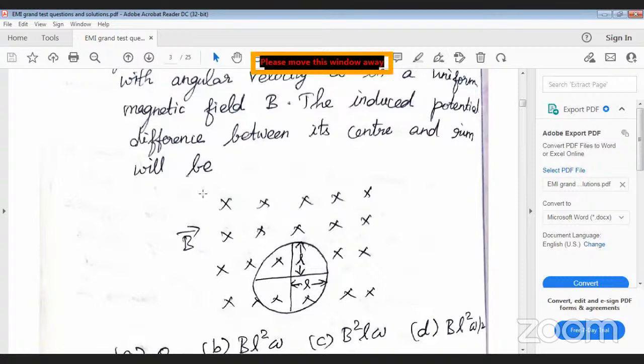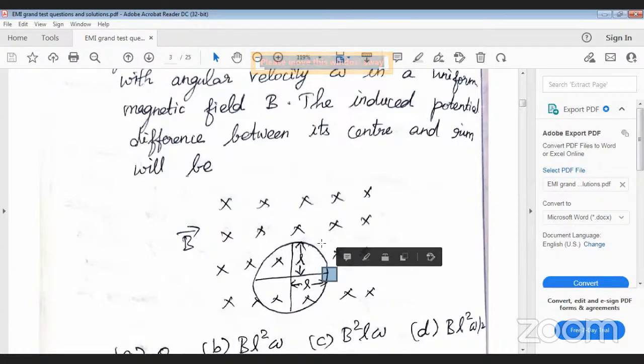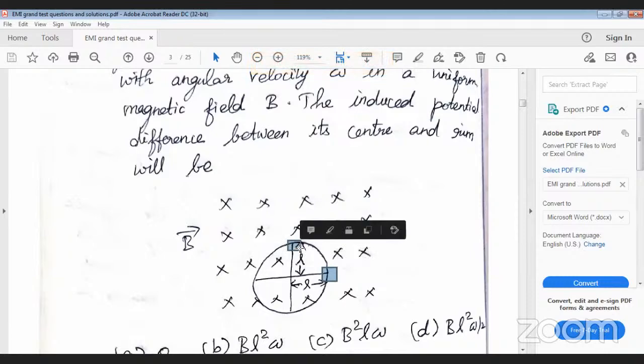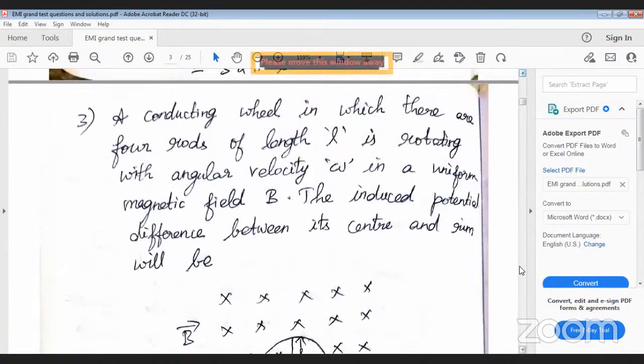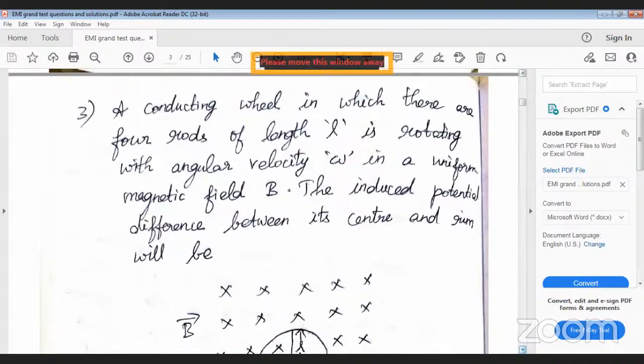So that formula can be used to find out the induced EMF between the center of the circular rod and any one of its ends. Any one of the points on the circle, you can find out the induced EMF. You can consider this problem as a standard case from which you can apply the same formula for any similar type of problem.